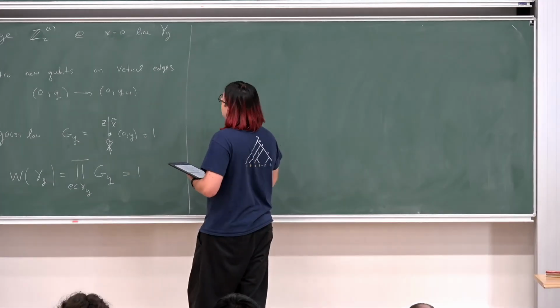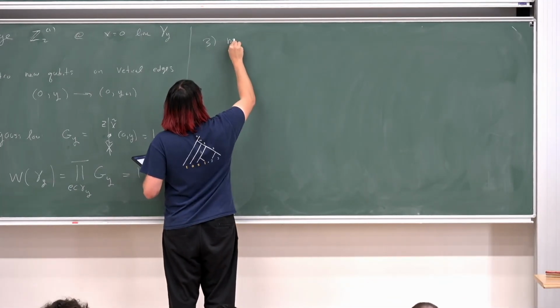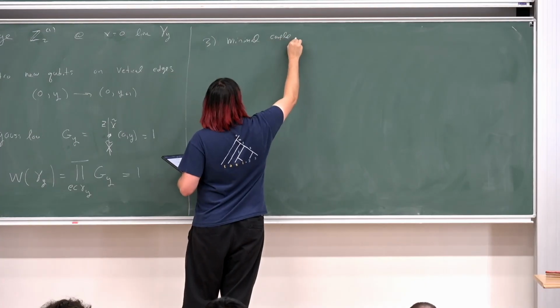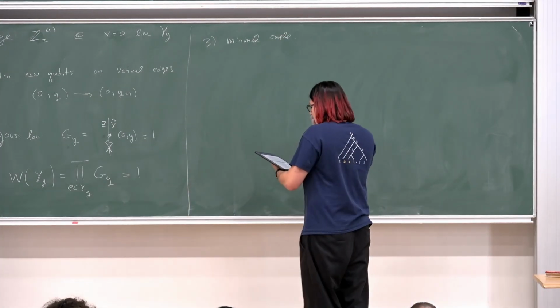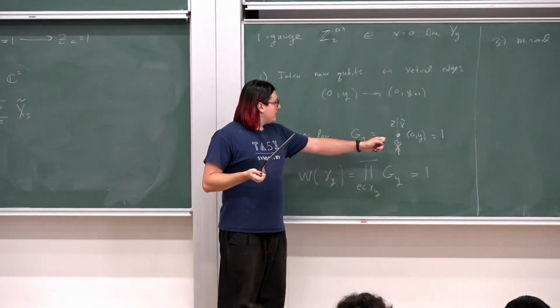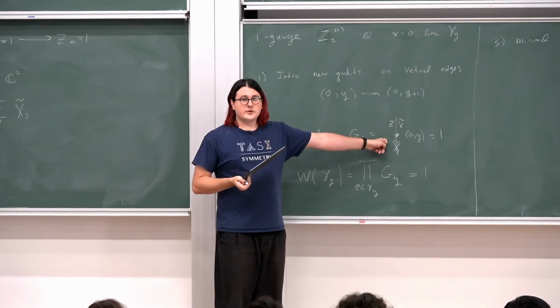Okay, good, that was step 2. What's step 3? Minimal coupling. So, the plaquette operator commutes with this Gauss operator. We don't need to do anything.